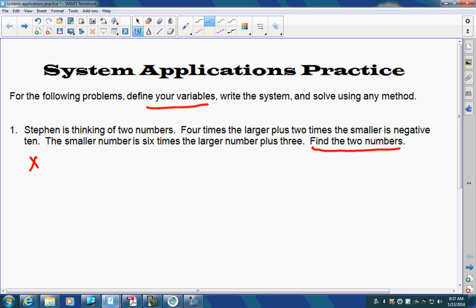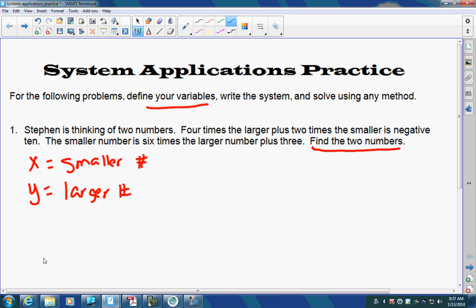So I'm going to make x equals and y equals. And the problem is that people try and figure out, well, what am I going to make x and what am I going to make y? Look in the problem. It says a larger number and a smaller number. So those are the words I'm going to use, but it doesn't matter which letter I choose for what. I'm going to make x equal the smaller number. You could have switched it around. It does not matter. Y equal the larger number.